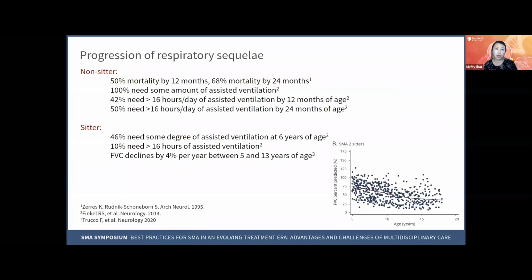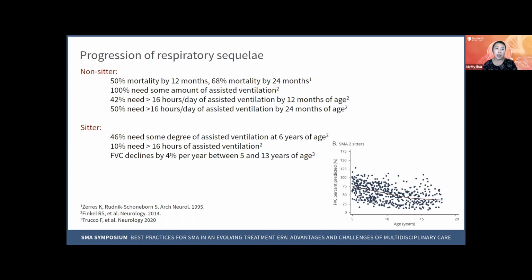This slide tries to capture the progression of respiratory sequelae in untreated patients. This is based on the natural progression studies. In non-sitters, mortality has been described to be about 50% at 12 months of age and about 70% by 24 months of age. The natural history studies have shown that 100% of patients will need some form of assisted ventilation, and about 40% need more than 16 hours a day of assisted ventilation by 12 months of age, and 50% need more than 16 hours a day by 24 months of age.